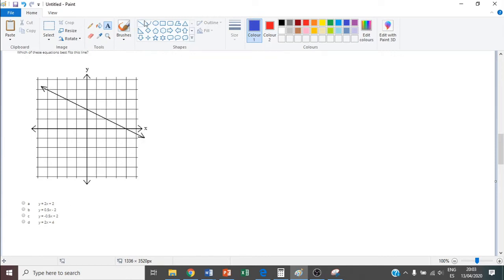So I'm going to look here, and I'm going to eliminate the equations I know are wrong. This is a positive slope, so it's not that one. This is also a positive slope, so it's not that one. This last one's also a positive slope. That made it easy for me. It's got to be this one. It's the only equation with a negative gradient.